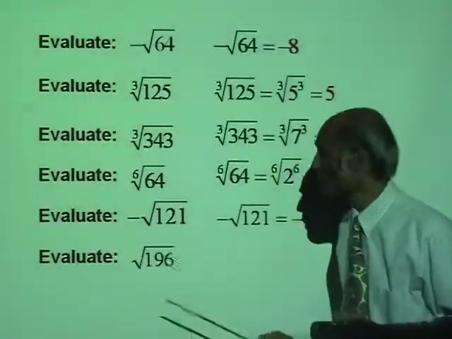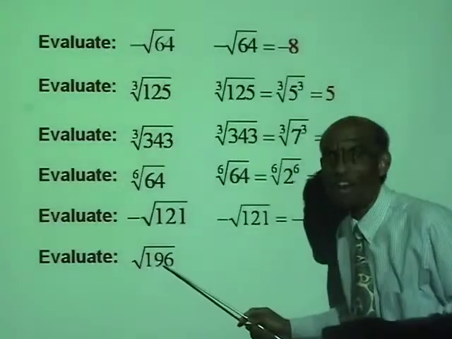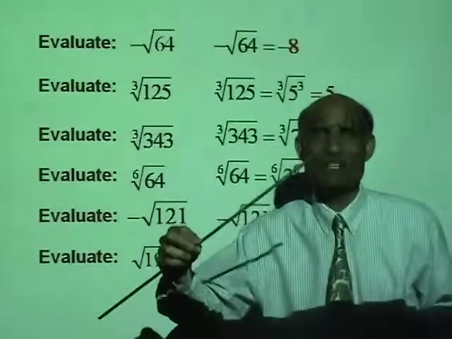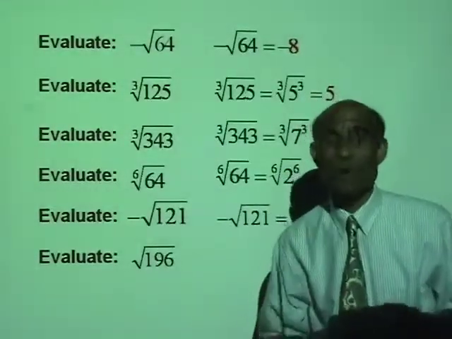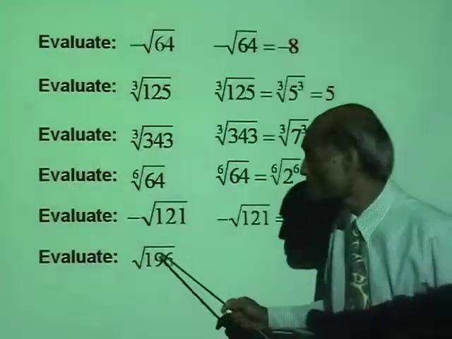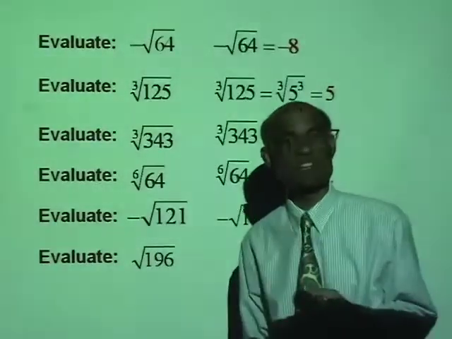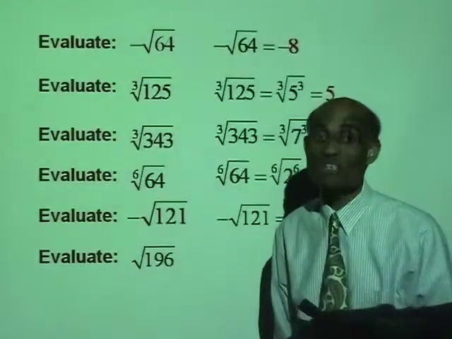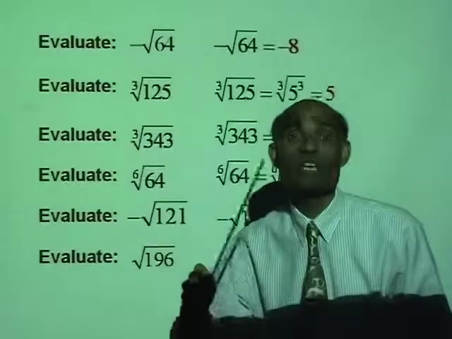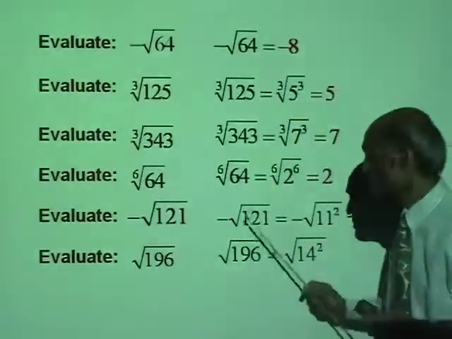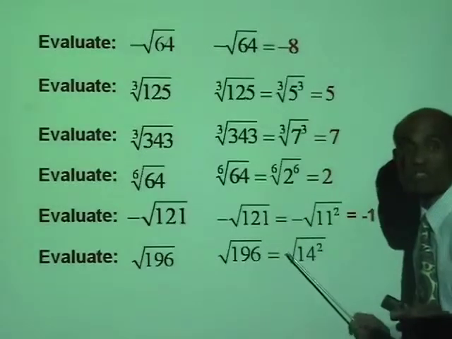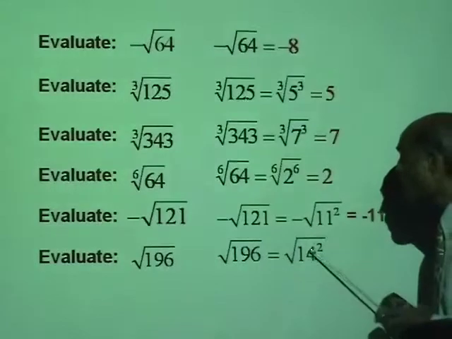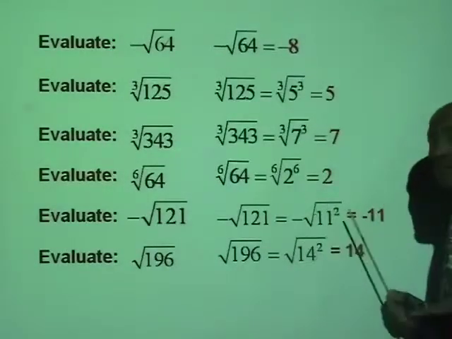Alright, find the value of the square root of 196. Well, I gave you the squares of some numbers now. What number raised to the power of 2 is 196? I actually went through that a little while ago. 196 is 14 to the power of 2. So the square root of 196 is the square root of 14 to the power of 2. What is the square root of 14 to the power of 2? It is 14.